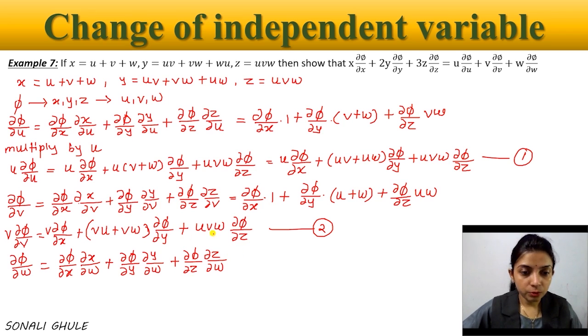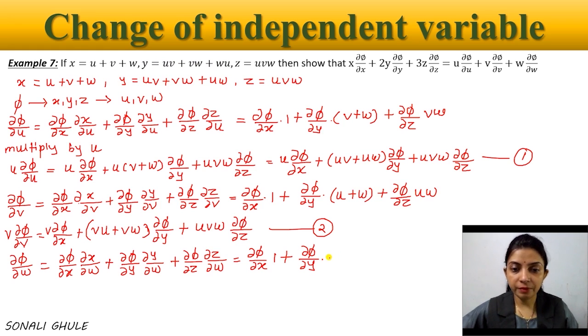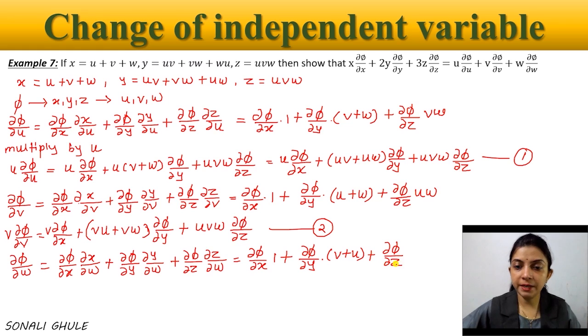So we are putting the values of derivative. Phi with respect to x, x with respect to w. Here it is your x. What is the derivative? Yes, it is 1, plus phi with respect to y, and then y with respect to w. Here it is your y. Differentiate this y with respect to w. Definitely it is v plus u. And plus phi with respect to z.